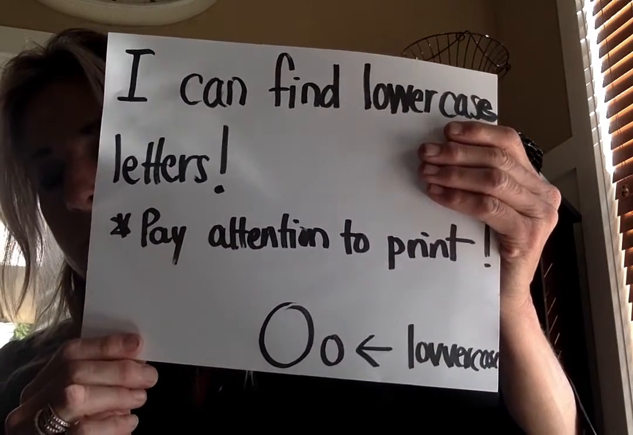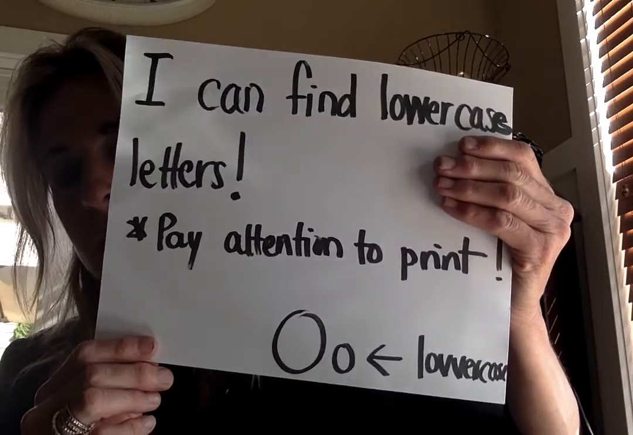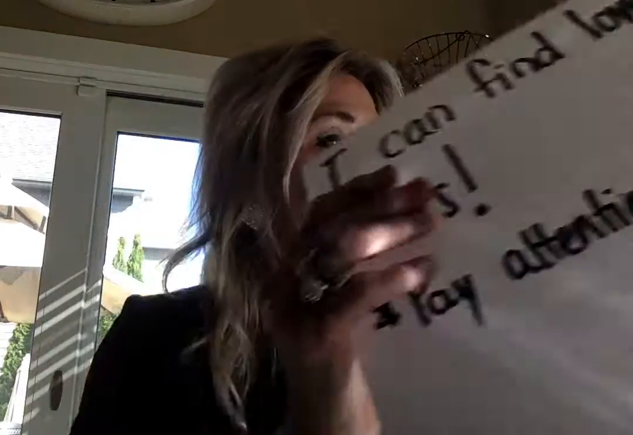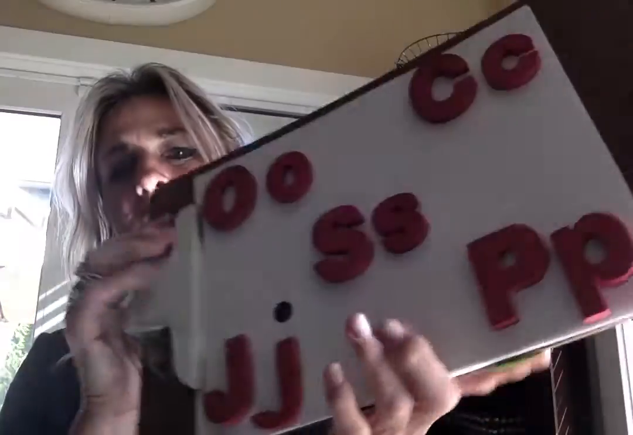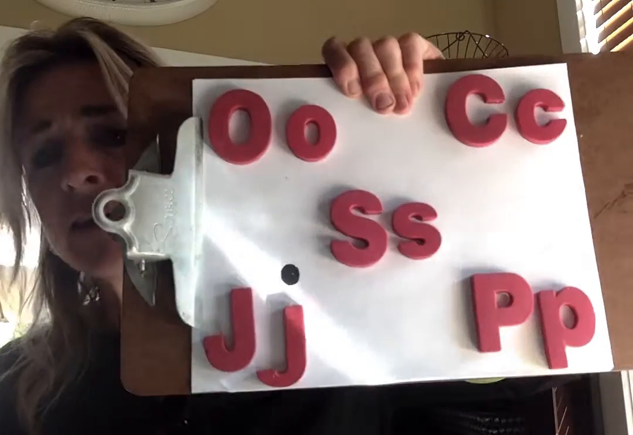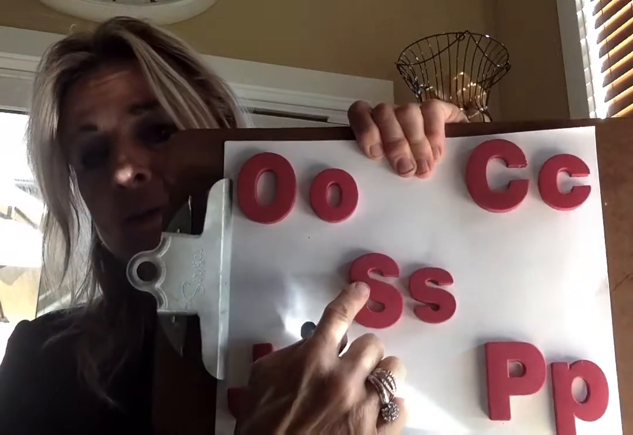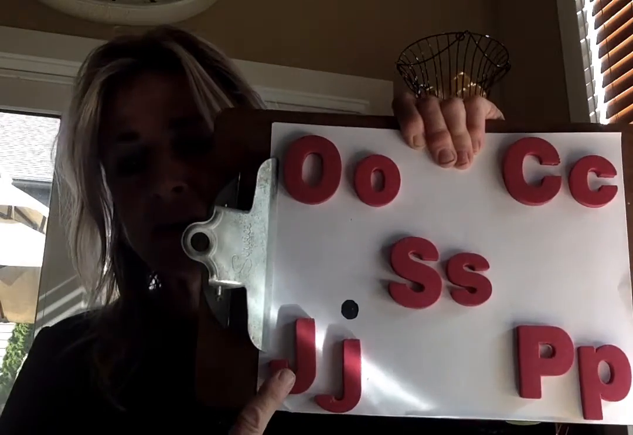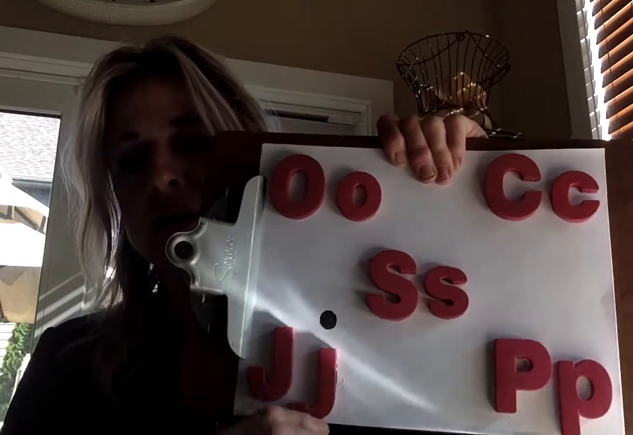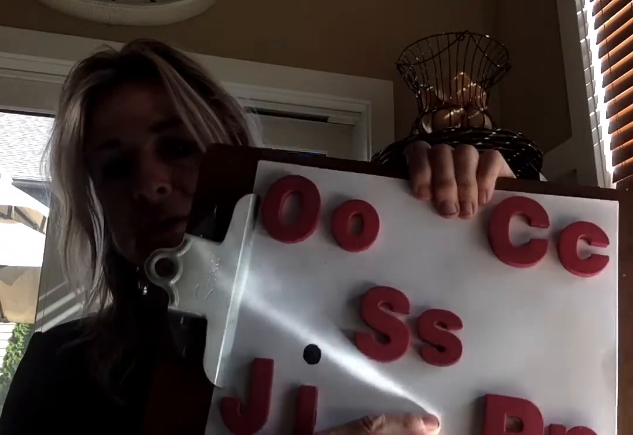I'm going to review the letters, and we're going to talk about uppercase, and then we're going to bridge in that lowercase. Then at the end, I'm going to do an exit slip with you, and you have to find the lowercase today. And I bet you're going to do really well at that. So let's review. I have my board again, and I love the letter O. And I know the S, and I know the C, and I know the J, and I know the P. You're going to learn those letters.